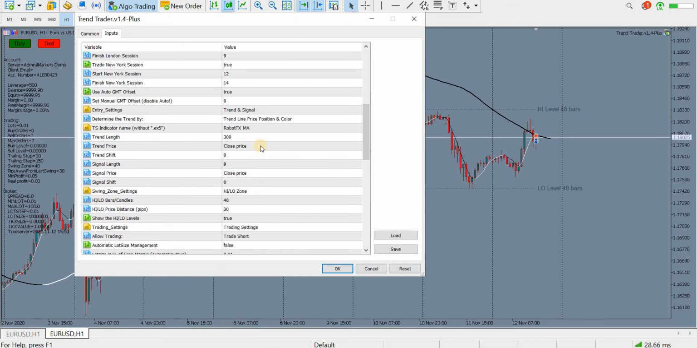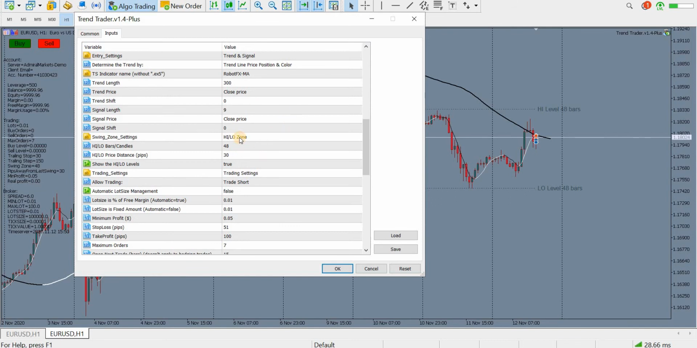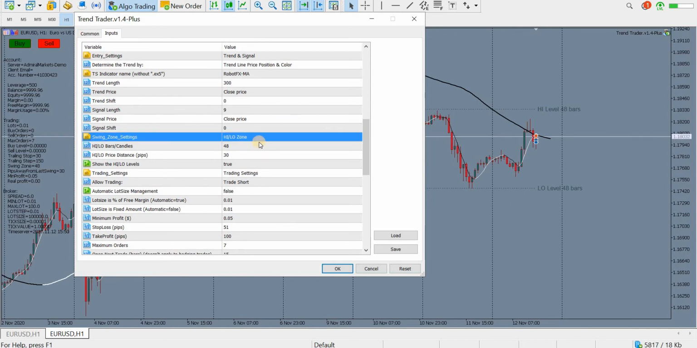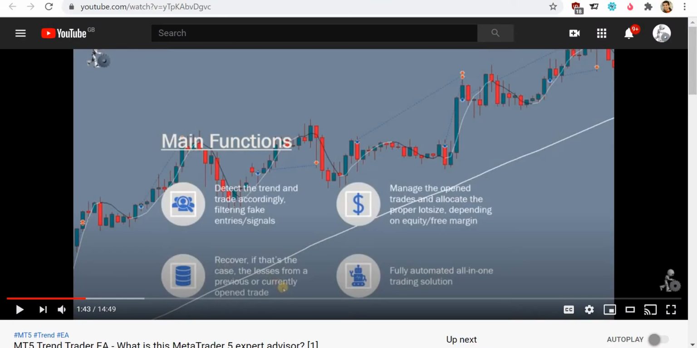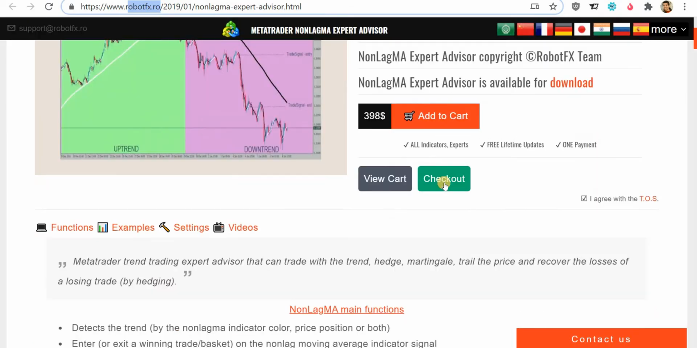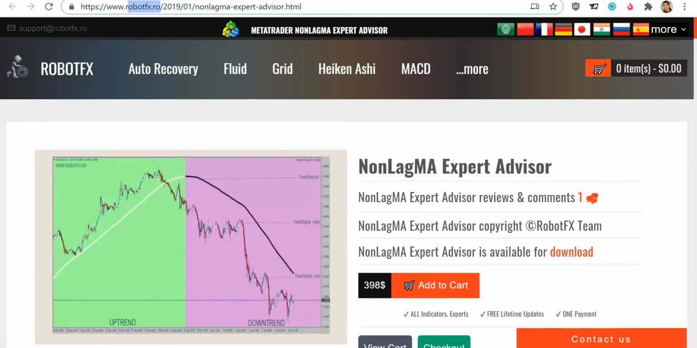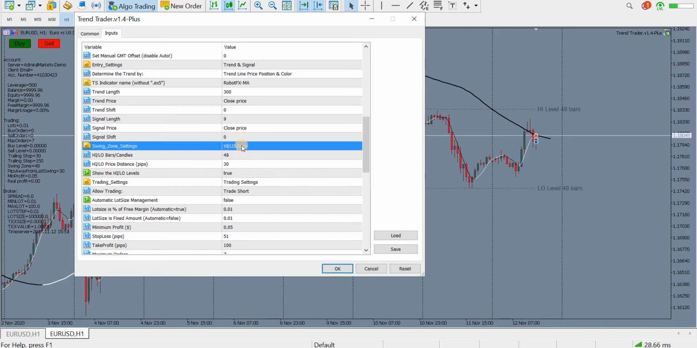Now, the next option was a high-low zone. And what the high-low zone does, its main purpose, is to filter unwanted trades, the trades that happen when the price moved maybe too much in the direction of the trading. So we have the high-low bars candles, and this is the same as the swing zone. We call it swing zone in the MetaTrader 4 version of this expert advisor.